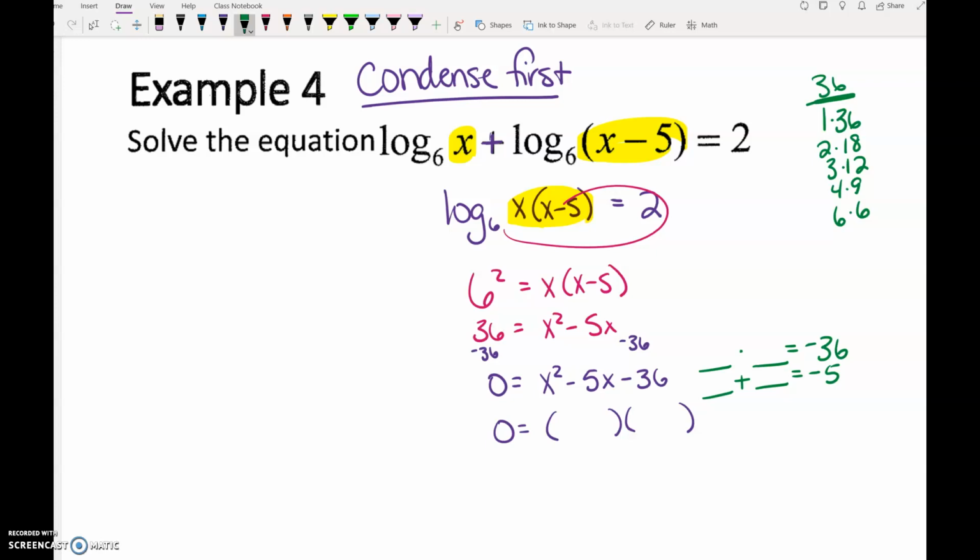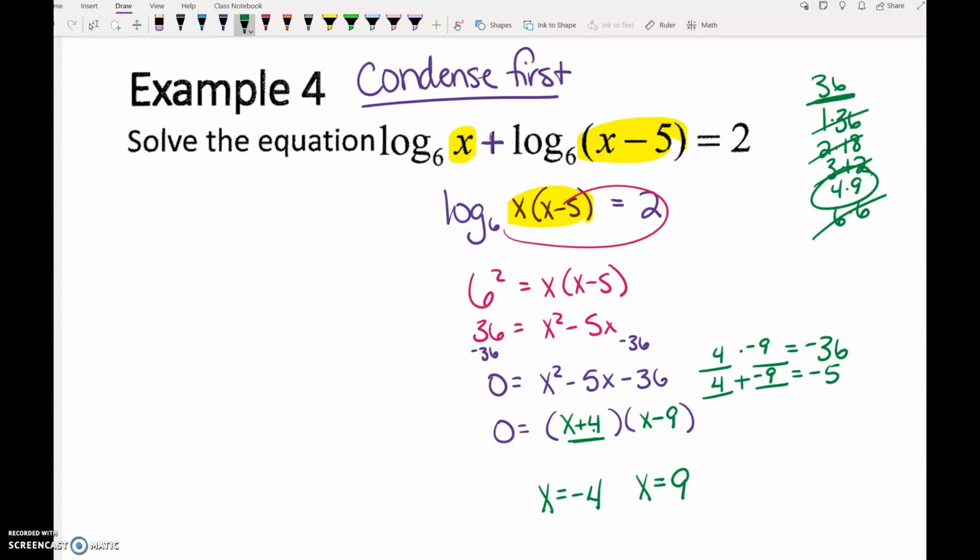Of these options, I need one that will somehow add up to negative 5. So it's got to be 4 and 9. So if we do 4 and negative 9, that would add up to negative 5. 4 times negative 9 is negative 36. So x plus 4, x minus 9. This means our solutions: if the first set of parentheses had to equal 0, our solution would be negative 4, because negative 4 plus 4 is 0. If our second set of parentheses had to equal 0, x would be 9. So our two solutions are negative 4 and 9.